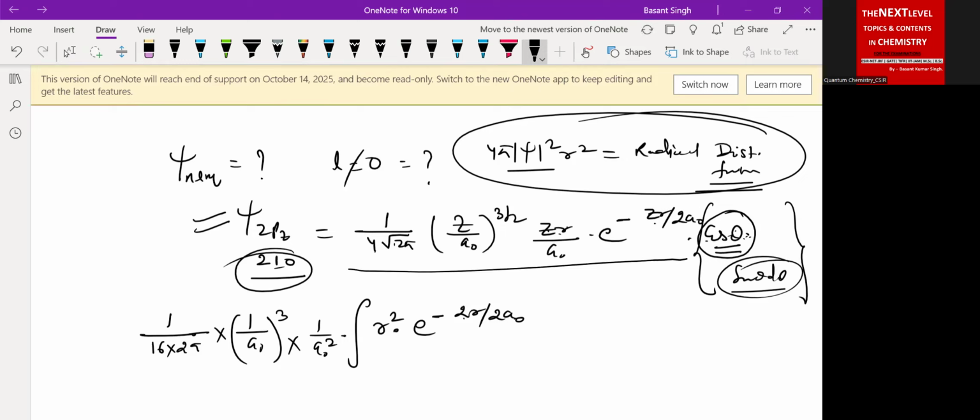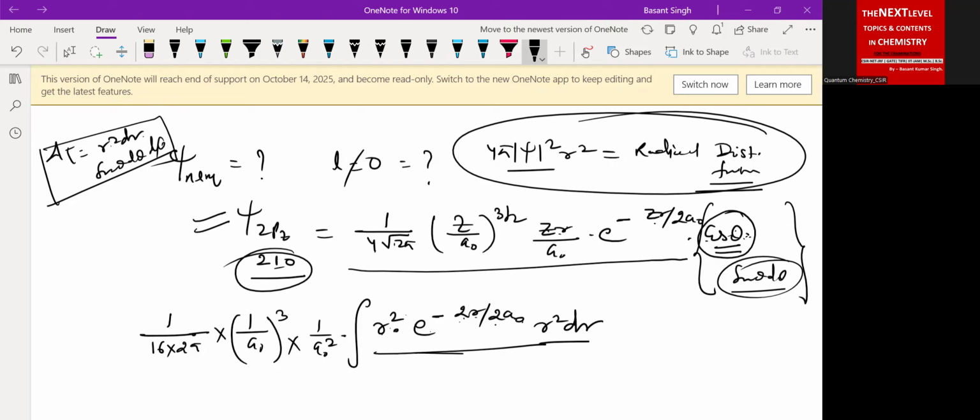Up to this, it becomes r square e to the power minus 2r by 2a naught and r square dr, with an extra term for theta. We know that the volume element d tau for psi is r square dr sin theta d theta d phi. This is the volume element. So here I have to check only the radial part. So this is sufficient integration here. This is an extra term, so I excluded that part.